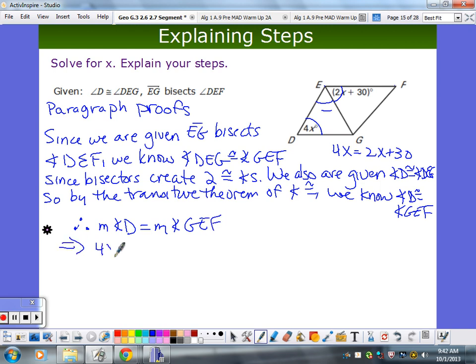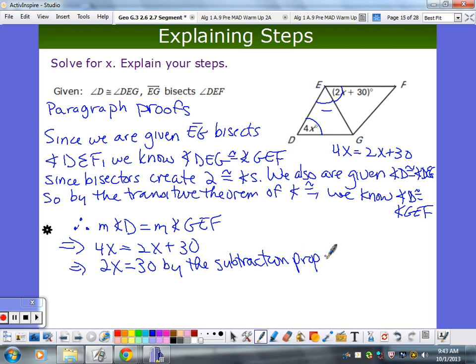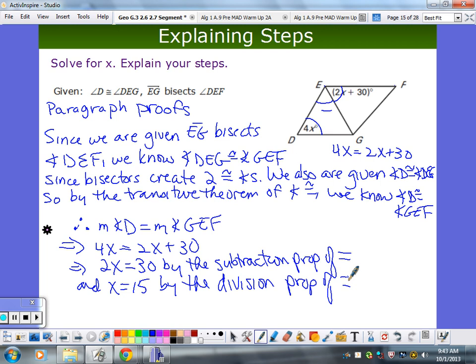So, 4x equals 2x plus 30, which means 2x equals 30 by the subtraction property of equality. And x equals 15 by the division property of equality. This is way too much. Wow. We like the other way better.